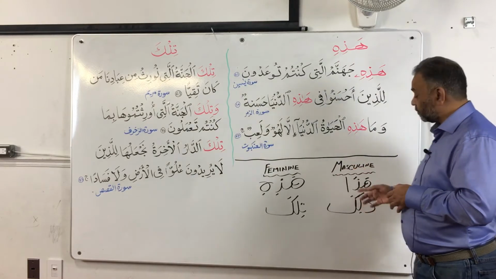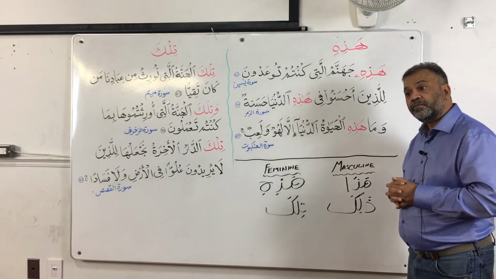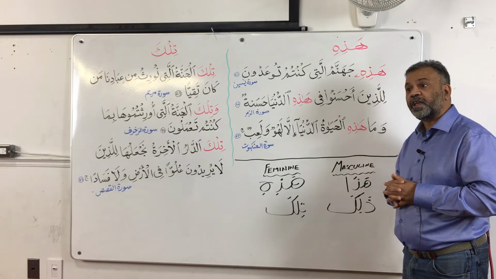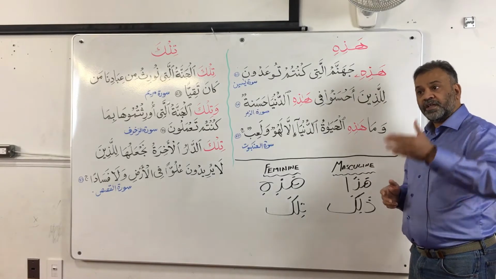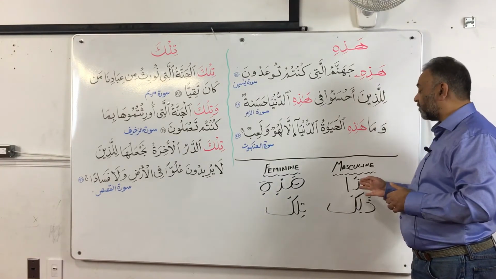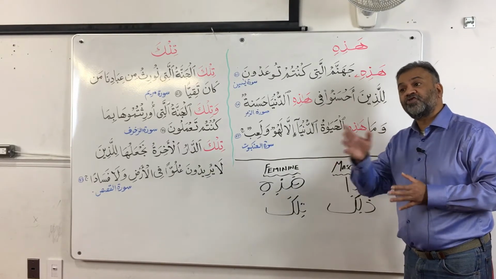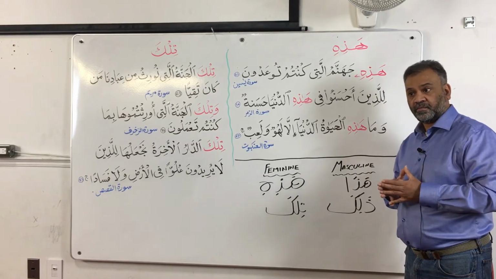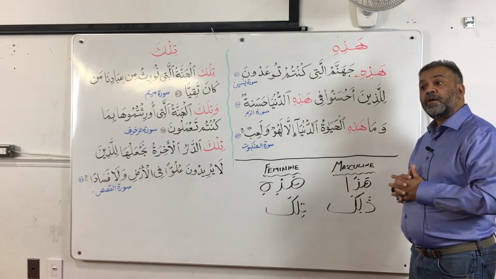Haza. What is Haza? Ismu Ishara lil Qarib. This is the noun that is used to demonstrate things that are near to us. Haza Baitun. This is a house. Haza is used for masculine. Haza Masjidun. This is a masjid, a mosque, right. Haza is used for masculine.